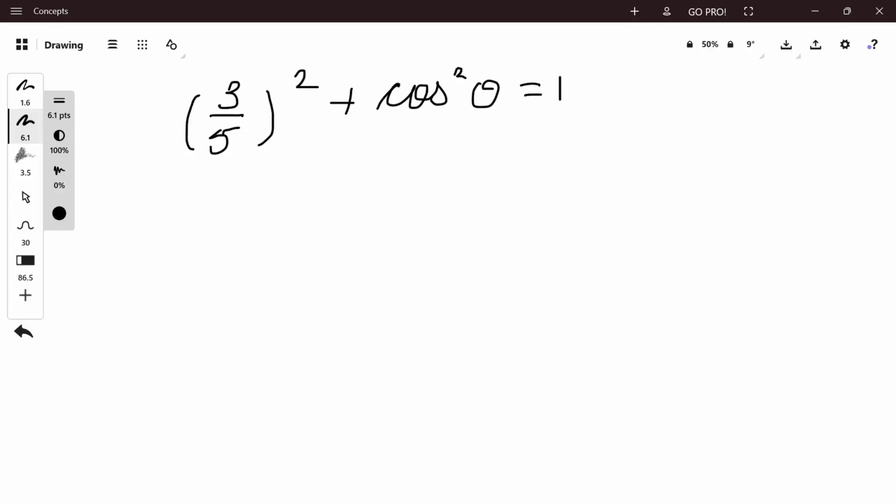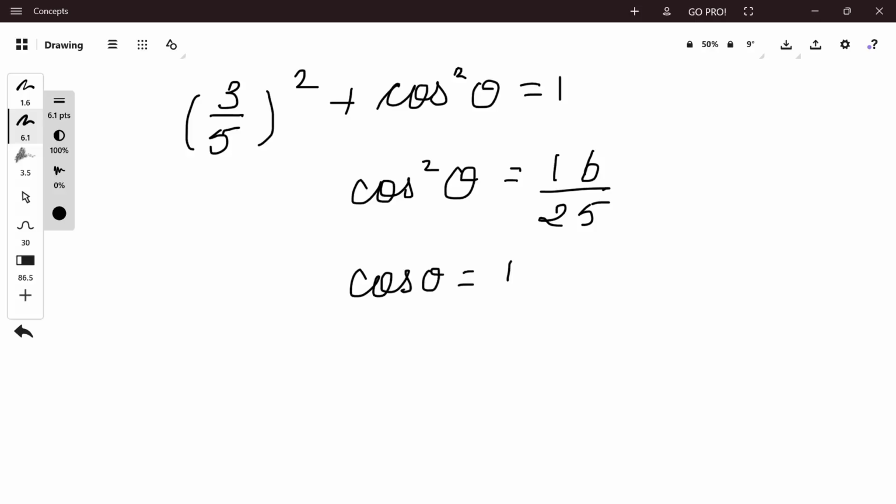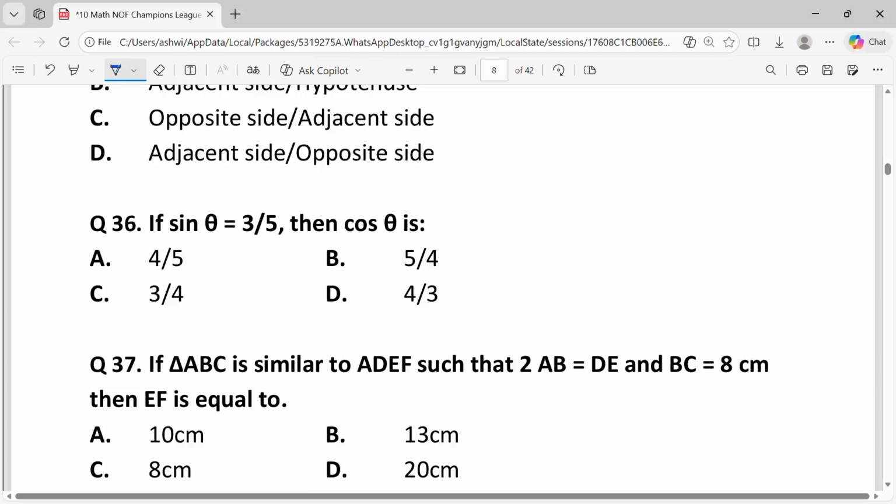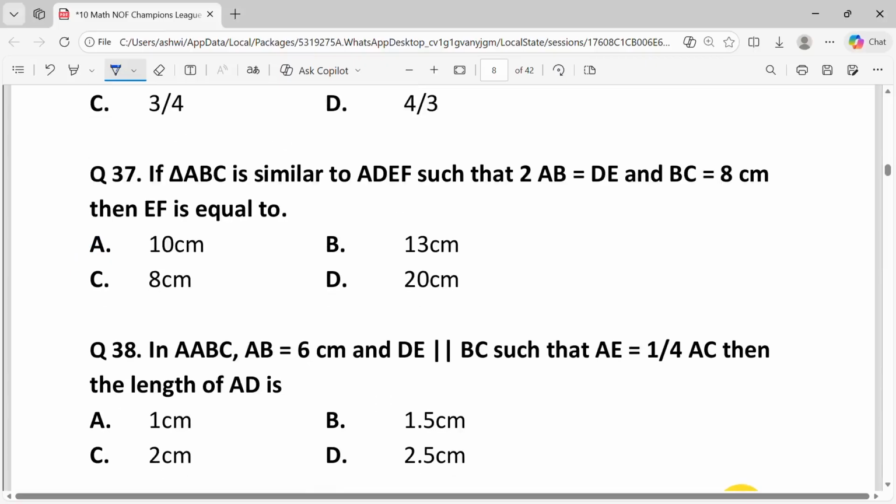That is, cos square theta is equal to 16 upon 25. That is, cos theta is equal to plus minus root 16 upon 25, which is equal to plus minus 4 upon 5. Comparing with the options, all the options are positive, so the answer is 4 upon 5, A.